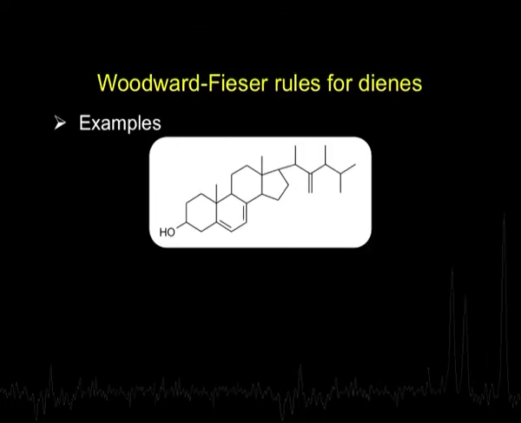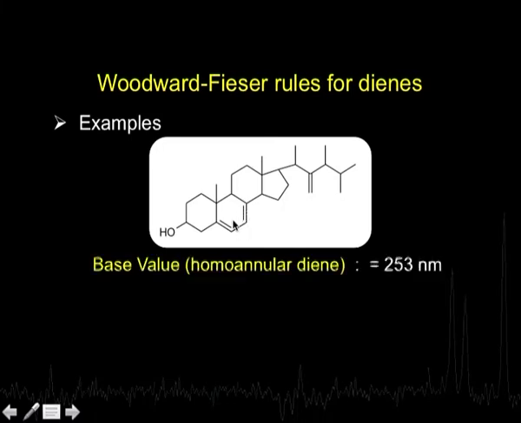Similarly, if we take yet another example, this looks to be a little complicated molecule. What you find is that in this case also our estimation of lambda max value is very straightforward, very simple, because we have to first locate what is our basic chromophore. The chromophore happens to be this diene here. Now, this diene happens to be part of this given ring here. So, this is a different kind of base system there. So, in this case the base value for this homoannular diene is 253 nanometers. So, this value is going to be different from the previous examples again.